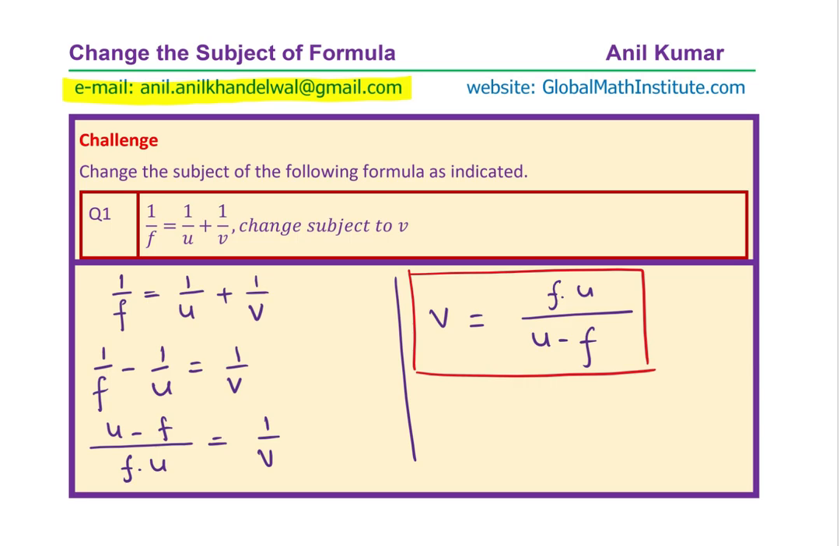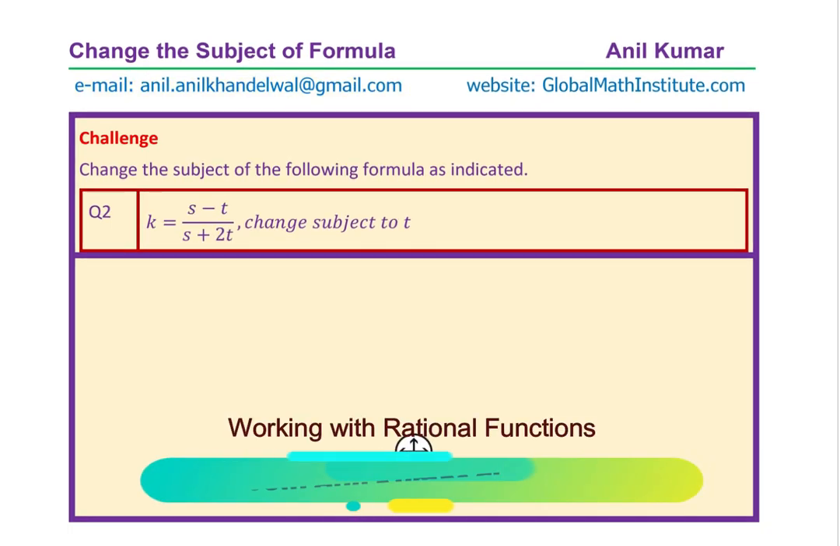Now let's take up the next example. I hope this concept is clear, right? So you understand how we do it for a rational expression given in this fashion, the sum of reciprocals, basically. Now, in question number 2 also, we have a rational expression. Let us see how we change the subject to t.